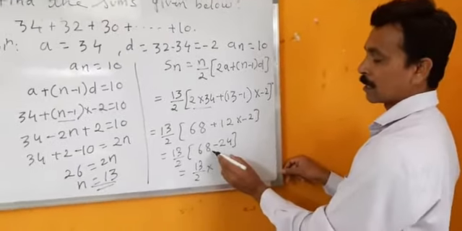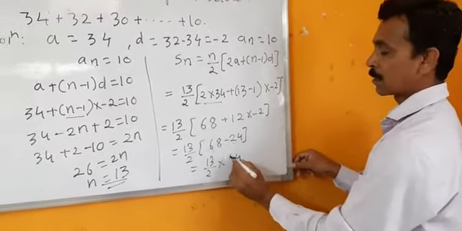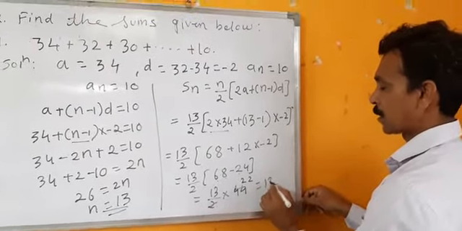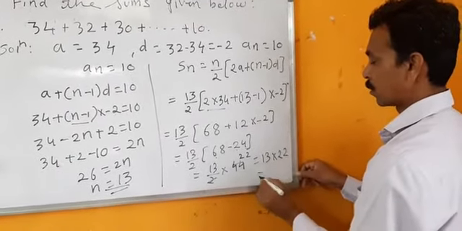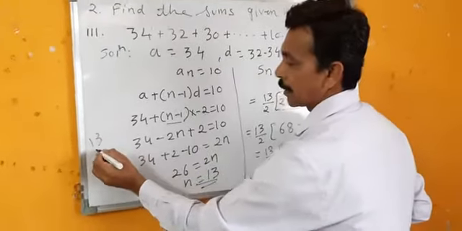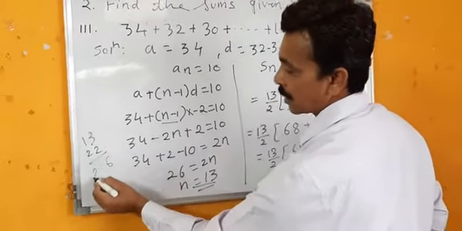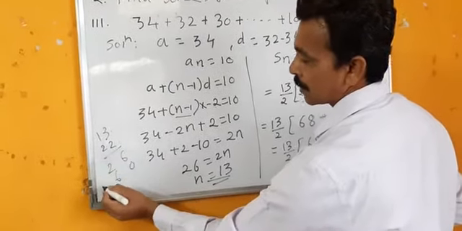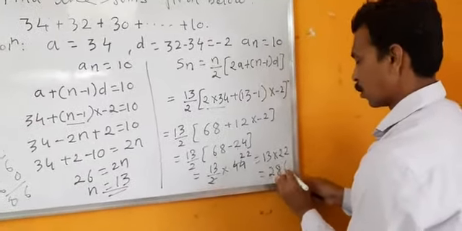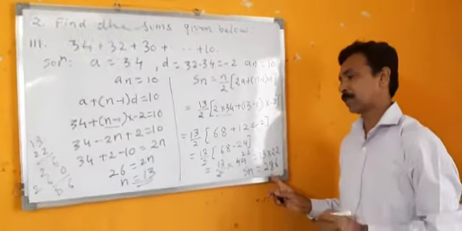Let's see what the subtraction is. 8 minus 4 is 4. 6 minus 2 is 4. 2 ones are 2. 2 22s are 44. So it is 13 into 22. 13 into 22. Let's see. I think it will be 286. 2 3s are 6. 2 1s are 2. Right. 286 is equal to 286. So what is Sn? 286.